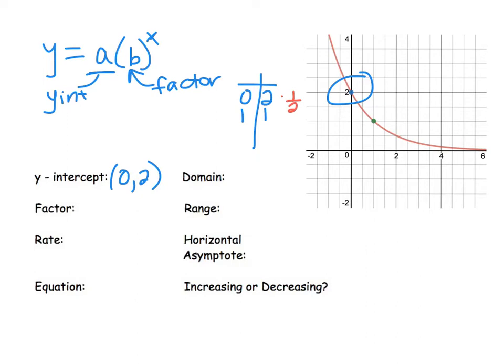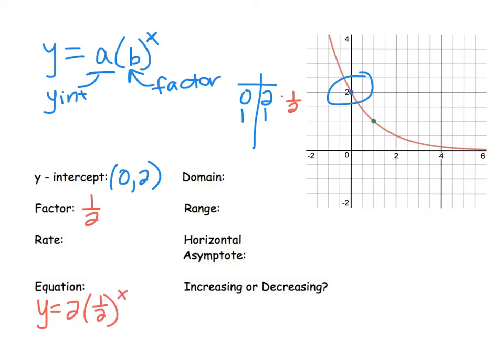And so this is what my table is following. So my factor is 1/2, and that's my b value. So if I wanted to write my equation, I would just say y equals, my a is 2, my b is 1/2, and I raise it to the power of x.